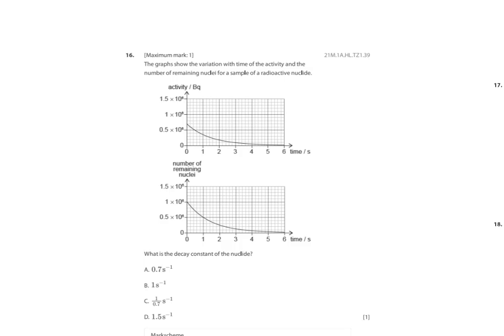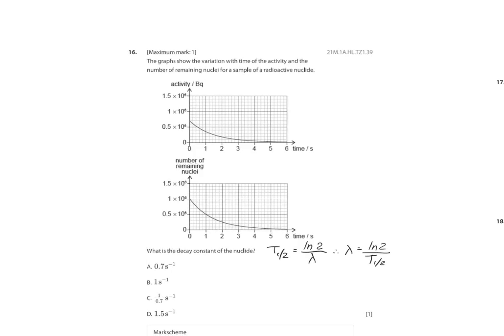Activity is in becquerels, or decays per second. And it says, what's the decay constant of the nuclide? So one thing you can do is take a look at the graph for number of remaining nuclei, and remember that the half-life is the natural log of 2 over the decay constant. Therefore, the decay constant is the natural log of 2 over the half-life. Well, how can we get the half-life?